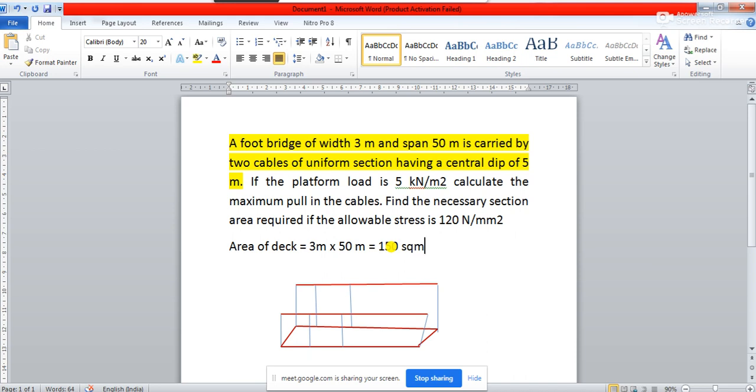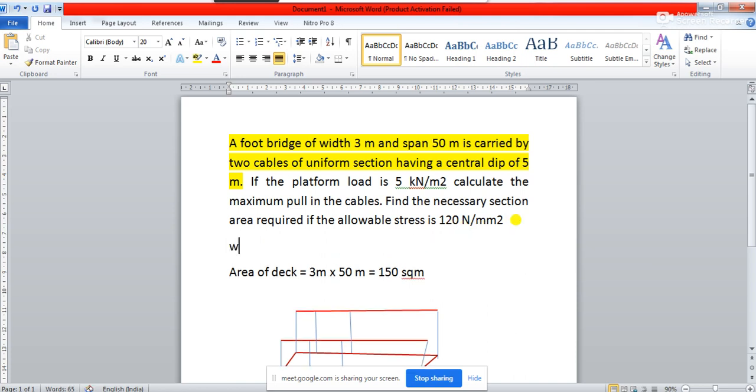No, sir. So once you know the area of the deck, now you see what is actually required. You need to know the value of W. In this problem, the value of W is not given. What is W? W is the UDL on the cable. So what is the value of W? That is not given. Instead, the platform load is given as 5 kilonewton per meter square, right? So platform load is 5 kilonewton per meter squared.